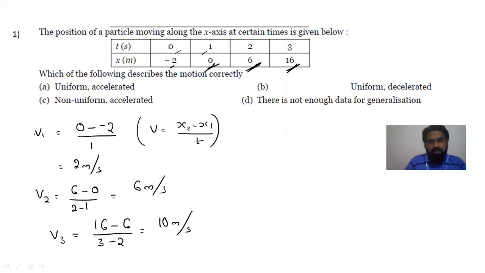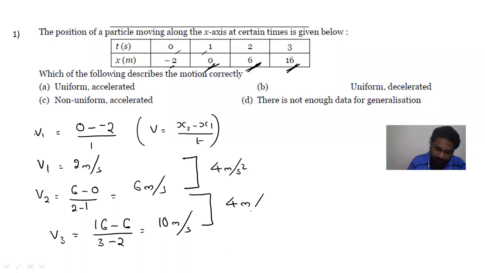So now how to check whether the acceleration is uniform or not? What is the acceleration? Rate of change of velocity. Okay, rate of change of velocity. So in 1 second, how much change has happened between v1 and v2? This is 4 meter per second square. Same way between v2 and v3, what is the difference? 10 minus 6, again 4 meter per second square. So the acceleration is what? Uniform. So we can say option A is the correct answer.